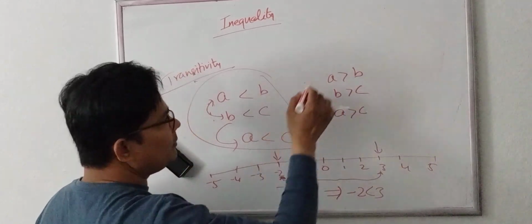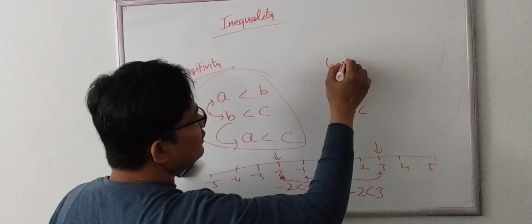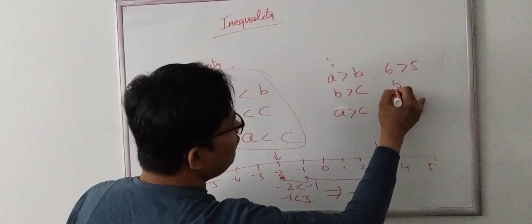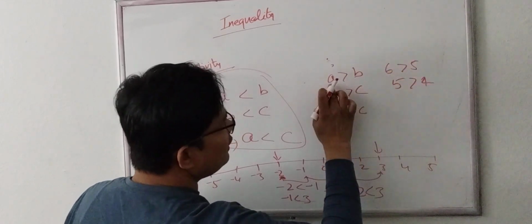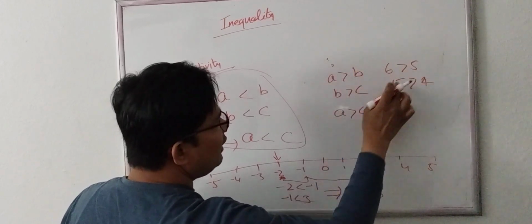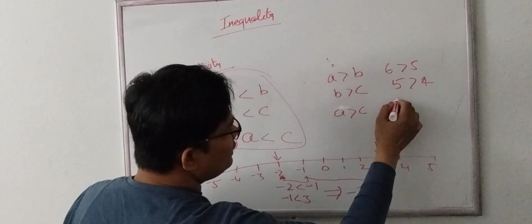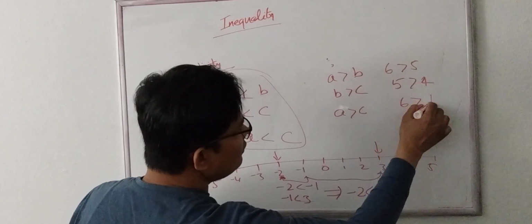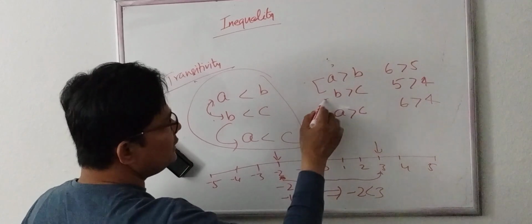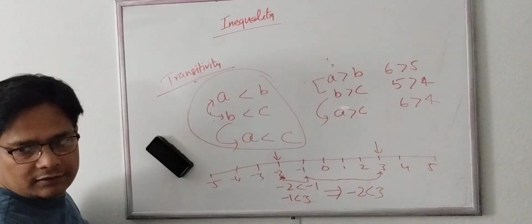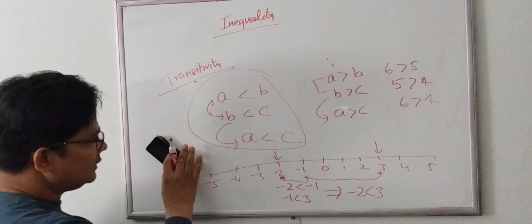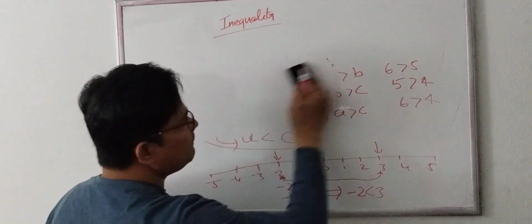Let's take an example. 6 greater than 5, 5 greater than 4, correct? A is 6, B is 5. So 6 greater than 5, 5 greater than 4. We can say that 6 is also greater than 4. So if you have two relationships like this, you can derive the third one. So you got the basic things. Let's recap now.